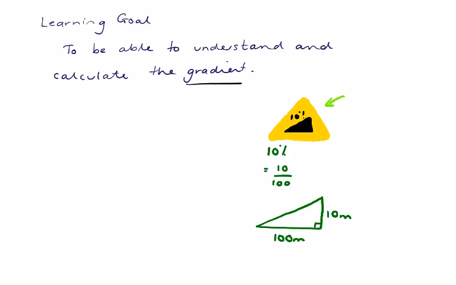Now, in mathematics, there are a couple of ways we can find the gradient. But before we look at those methods, we need to understand that if a line from left to right points up, the gradient is positive. And if we look from left to right and the line slopes down, the gradient is negative.